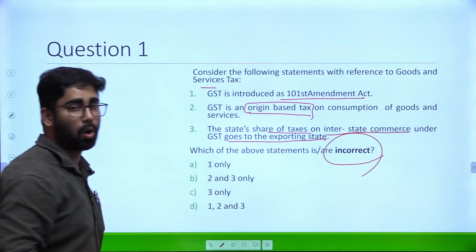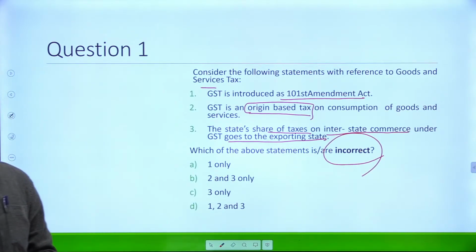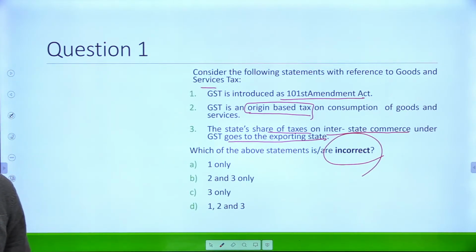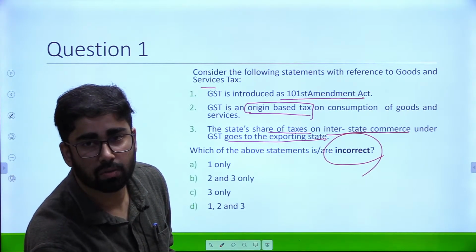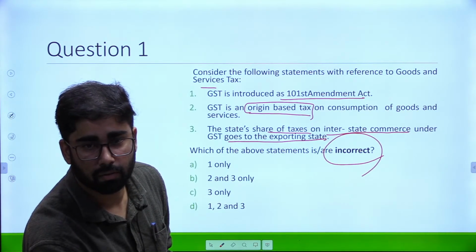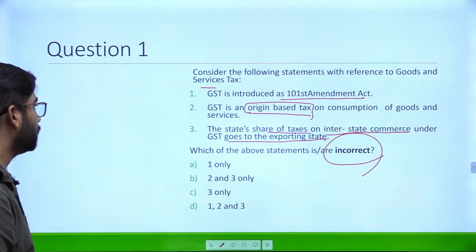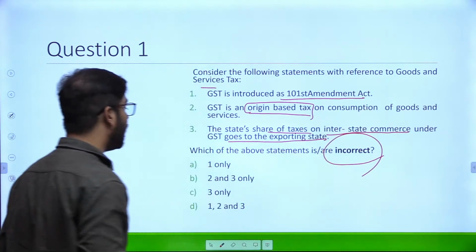Please tell me in the chat box which are the incorrect statements. Is the first statement correct? 101st Amendment Act.